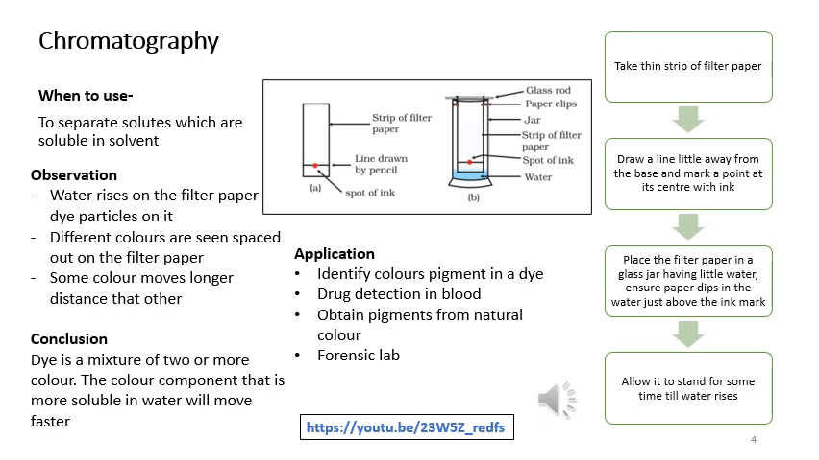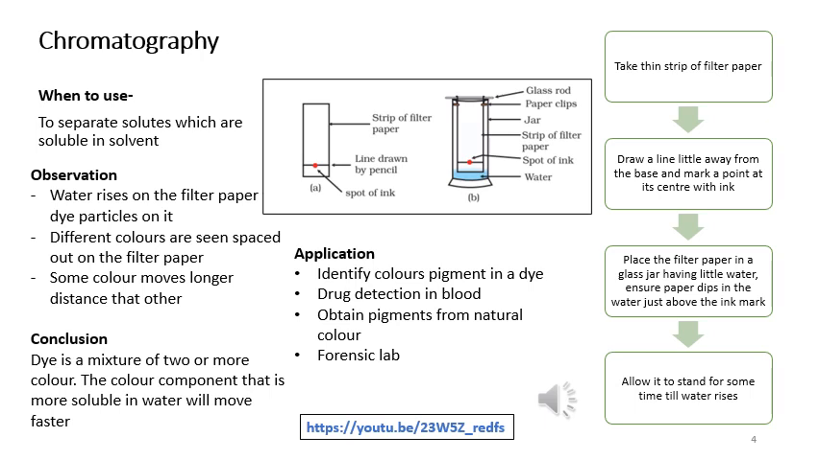Take a thin strip of filter paper, draw a line a little away from the base and mark a point at the center with ink. Camlin ink, blue, black, it's fine. Make sure that the point is small and not huge, otherwise you will not be able to see distinct color spots. Place the filter paper in a glass jar or a glass tumbler having a little water and ensure that the water level is below the spot or the ink mark. Allow it to stand for some time as it is.